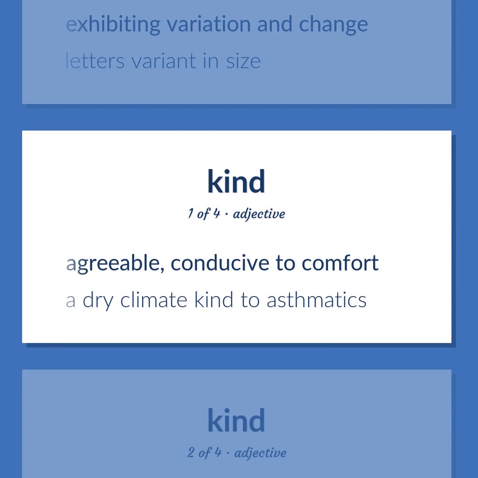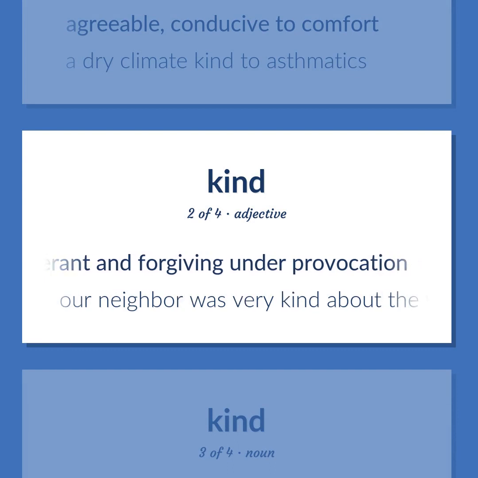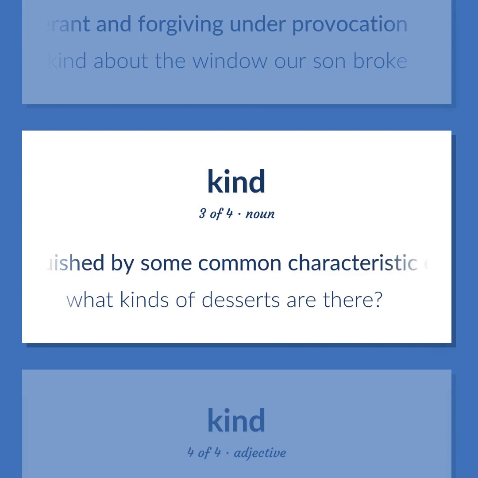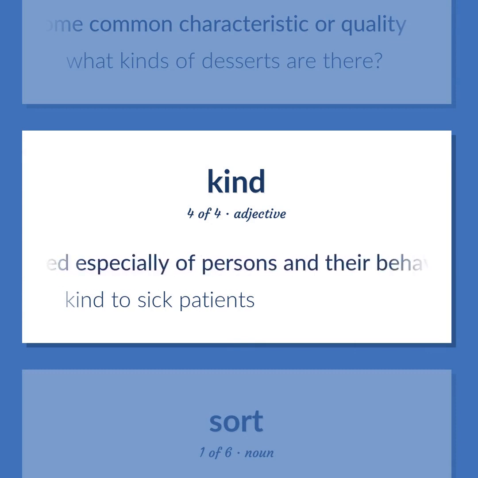Agreeable, conducive to comfort. A dry climate kind to asthmatics. Tolerant and forgiving under provocation. Our neighbor was very kind about the window our son broke. A category of things distinguished by some common characteristic or quality. What kinds of desserts are there? Having or showing a tender and considerate and helpful nature, used especially of persons and their behavior. Kind to sick patients.